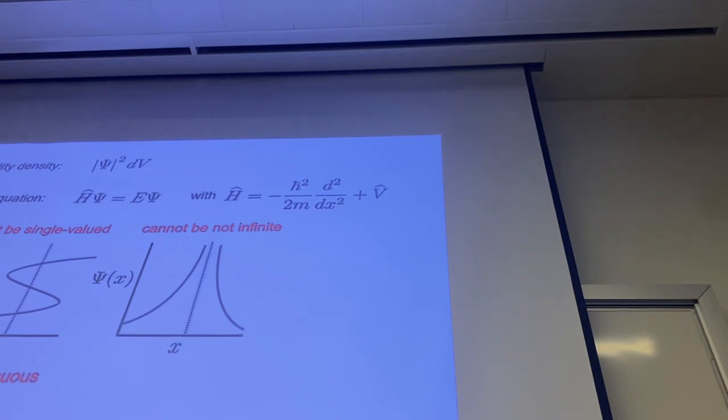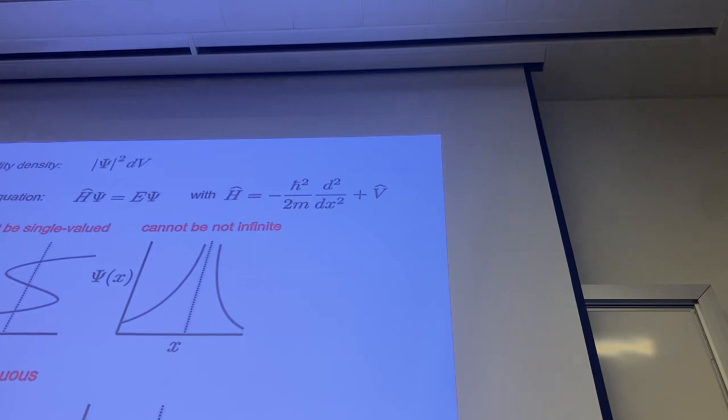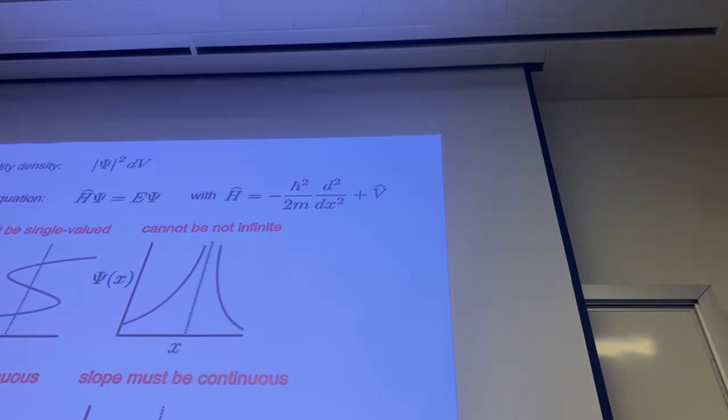The function must be continuous. Okay, lastly then, this function certainly is continuous. It's also single valued, and it doesn't go to infinity anywhere. However, this is also not allowed because the second order derivative is ill-defined in this place. There's no second order derivative here. There's no continuous curvature of this wave function. Therefore, d squared dx squared doesn't exist, and therefore it's not a good solution of the wave function. The slope must be continuous.